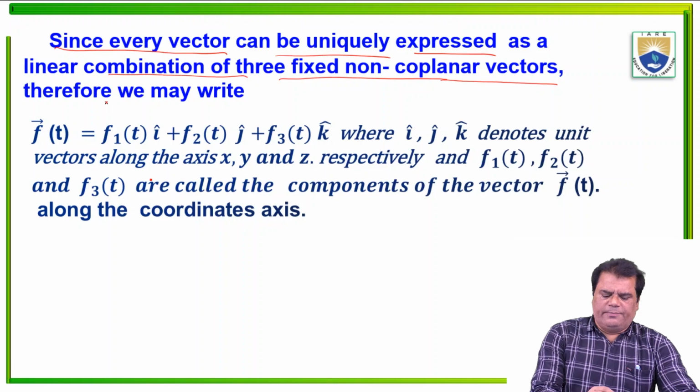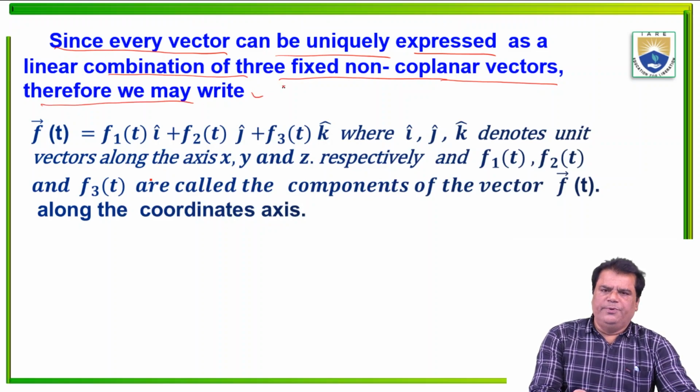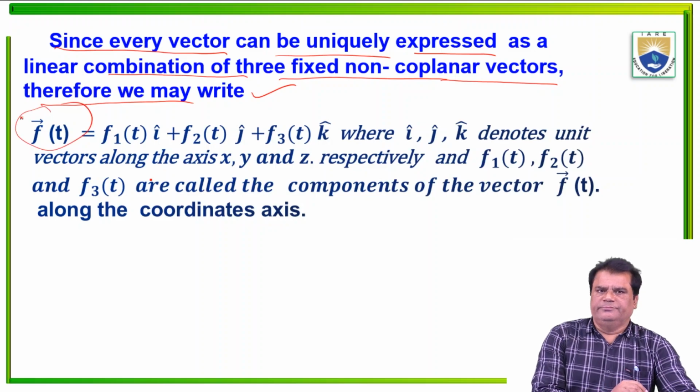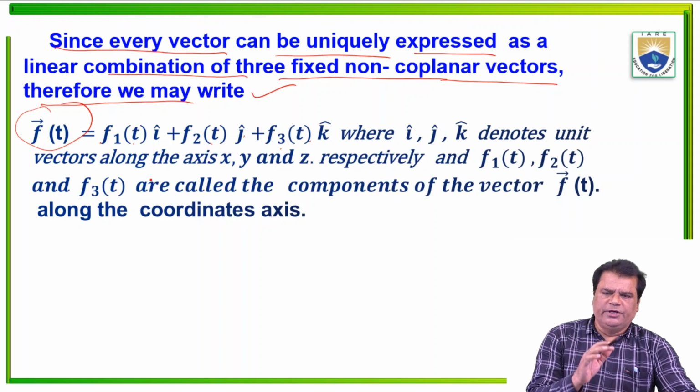Three non-coplanar vectors, therefore we may write vector function t equal to f1(t)i plus f2(t)j plus f3(t)k. This is a vector point function. This is given in vector form. Vector form means i, j, k form: i cap, j cap and k cap.